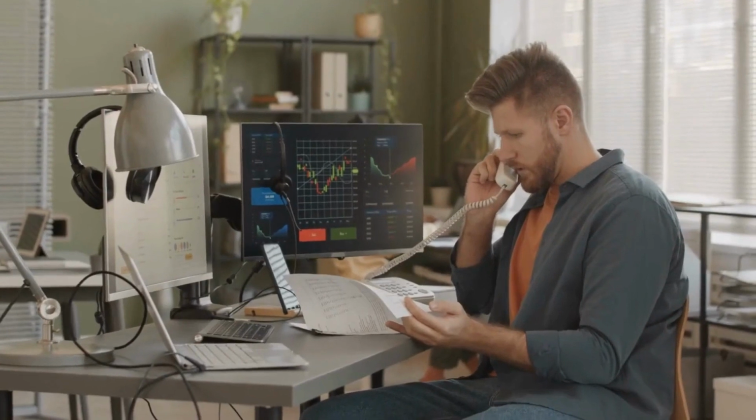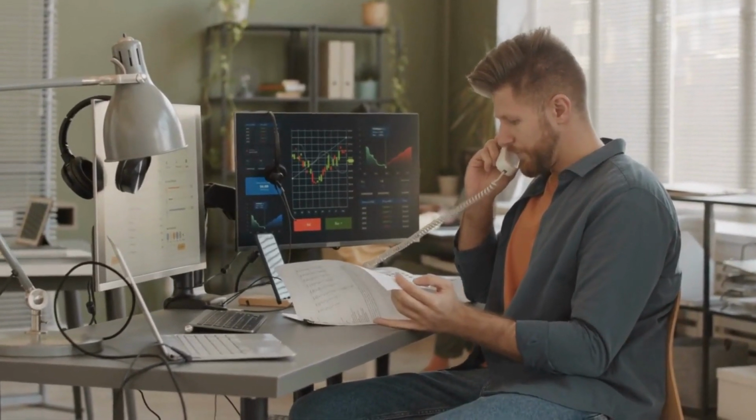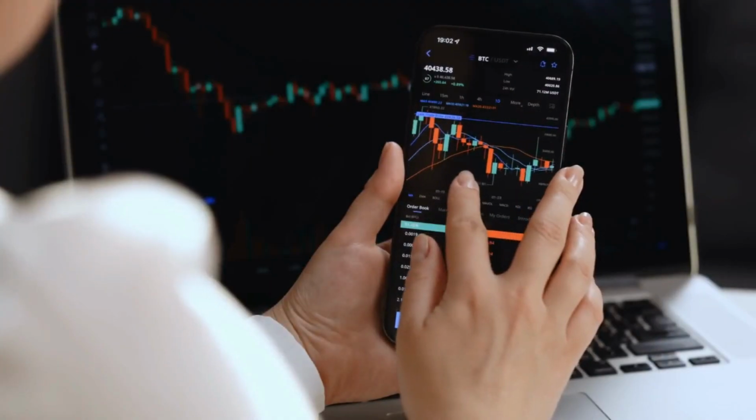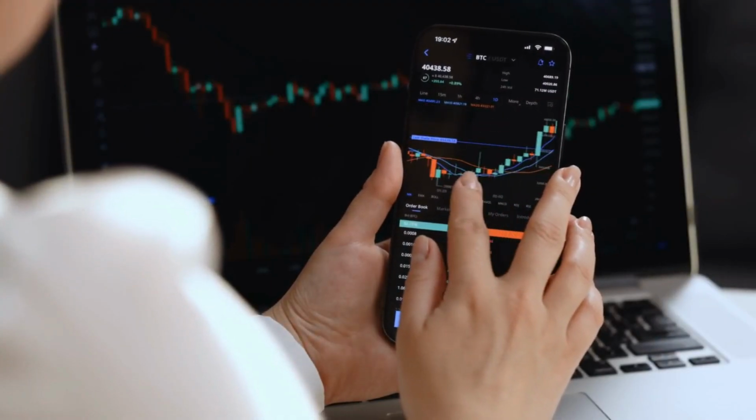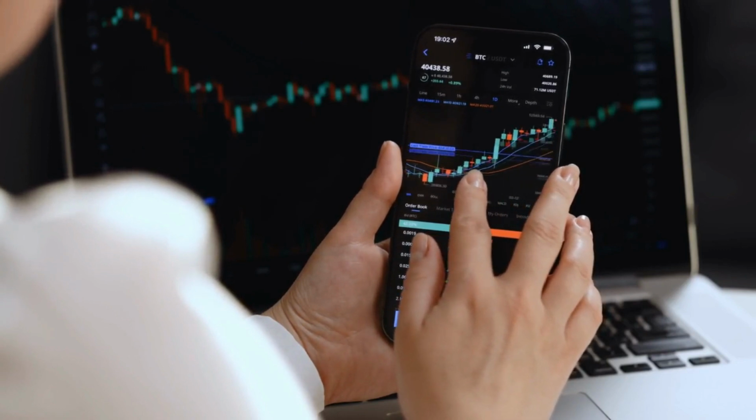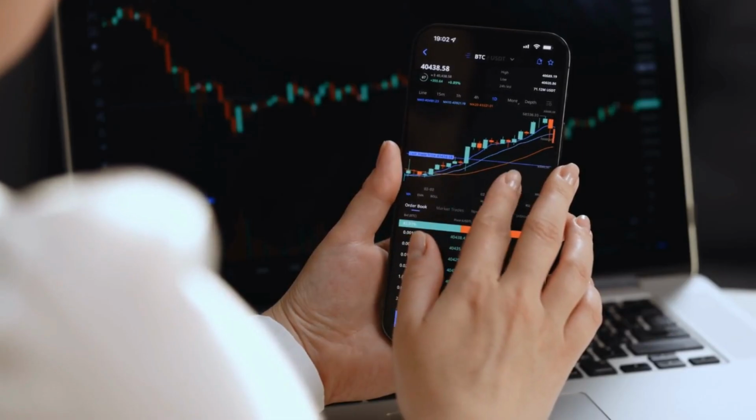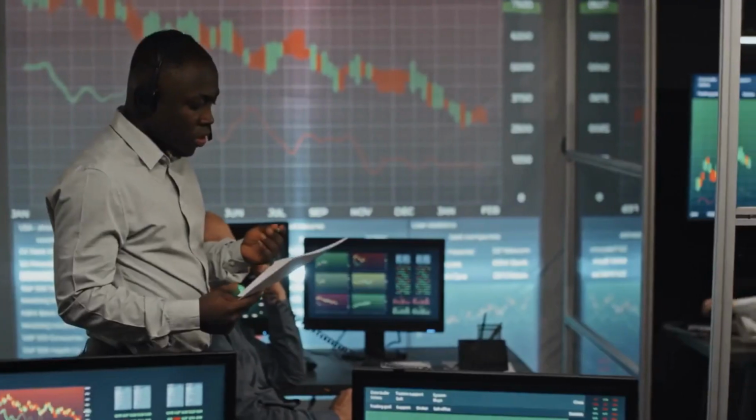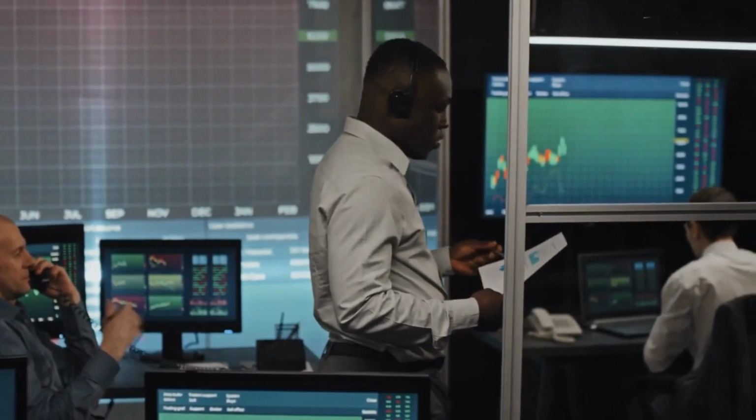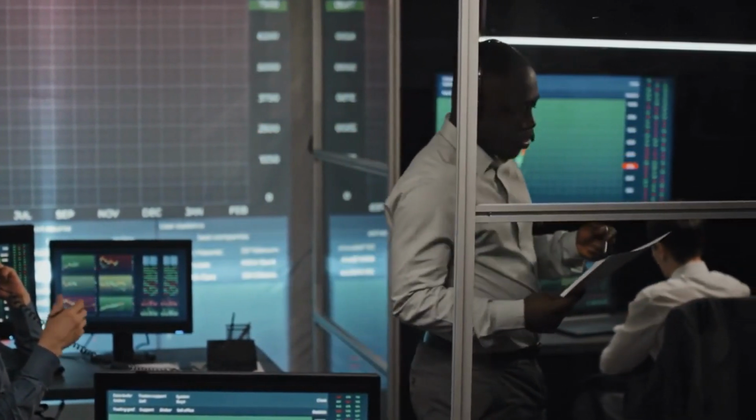Options are generally divided into call and put contracts. With a call option, the buyer of the contract purchases the right to buy the underlying asset in the future at a predetermined price, called exercise price or strike price. With a put option, the buyer acquires the right to sell the underlying asset in the future at the predetermined price.